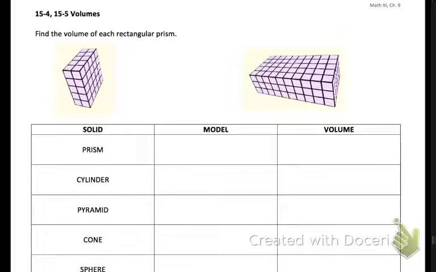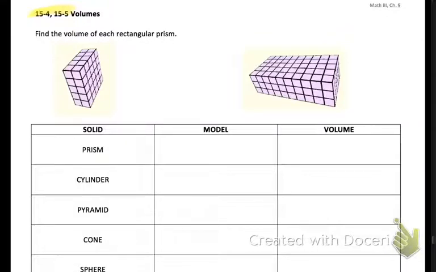Now you've seen volumes before in geometry. So we're just going to do some review of some of the main ideas about volumes, some of the formulas. We won't get as complicated as you may have seen in geometry. And you'll notice that we have two sections that we're dealing with, 15-4 and 15-5. It will be helpful for you if you can remember these volume formulas and know how to use them.